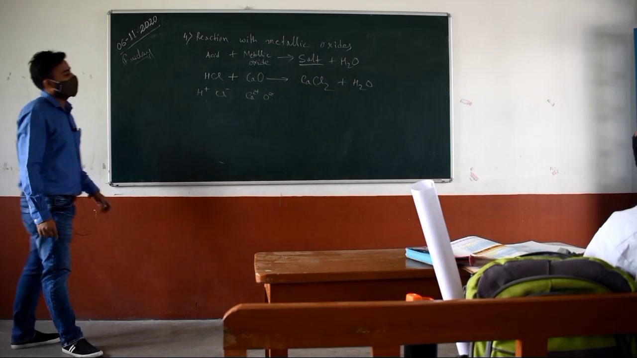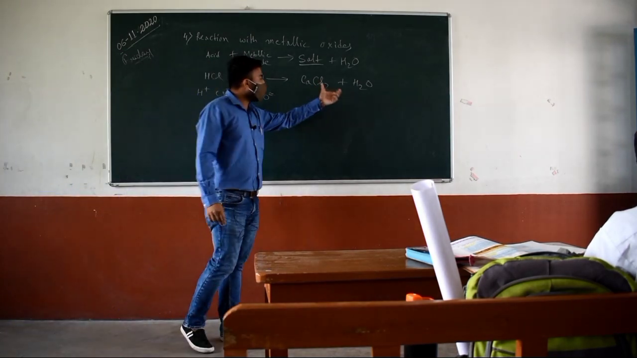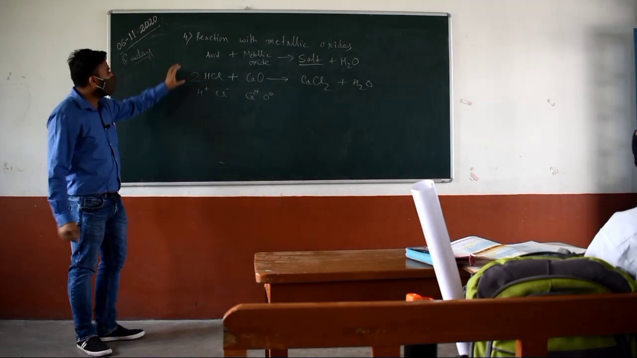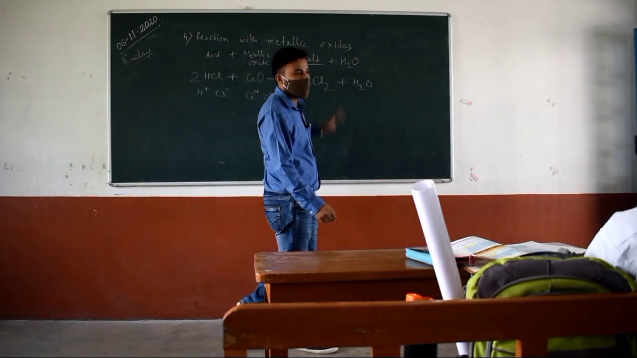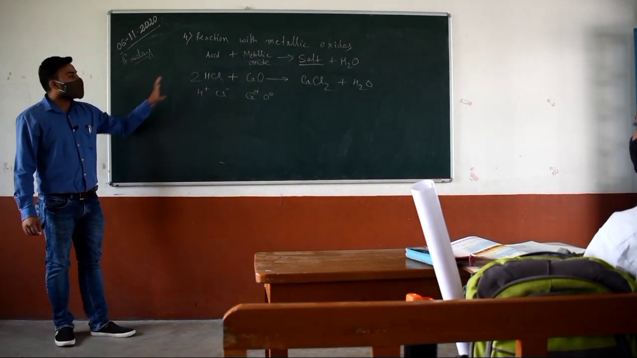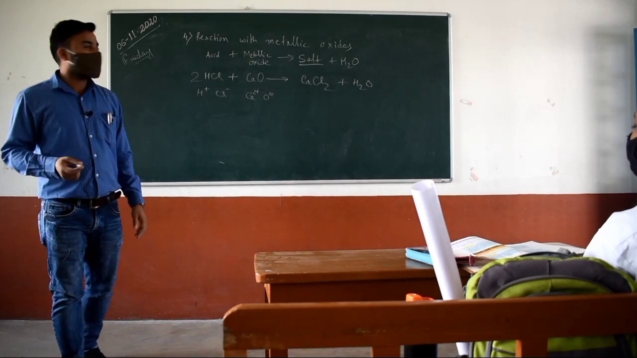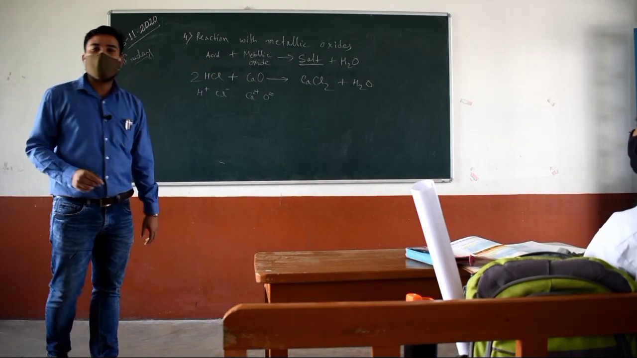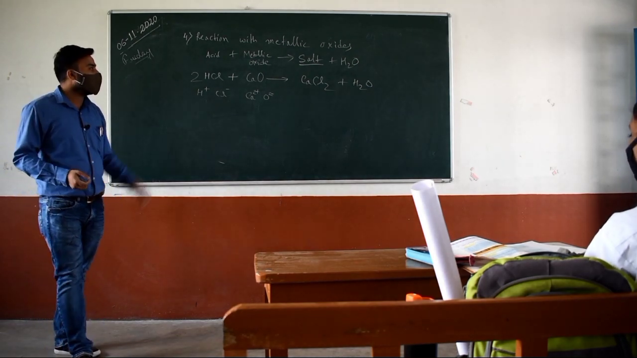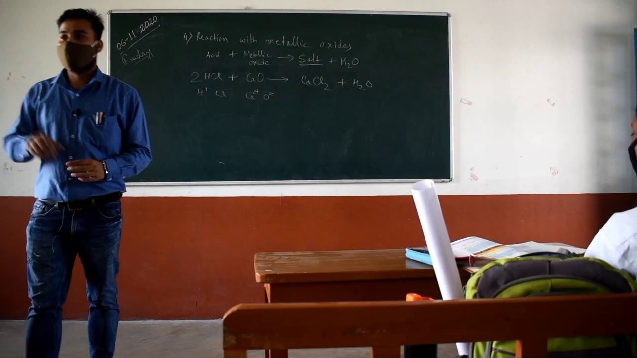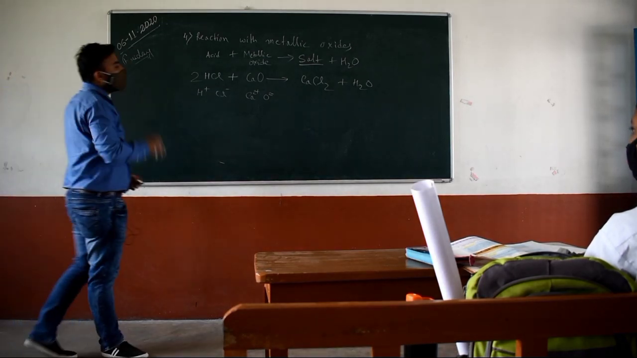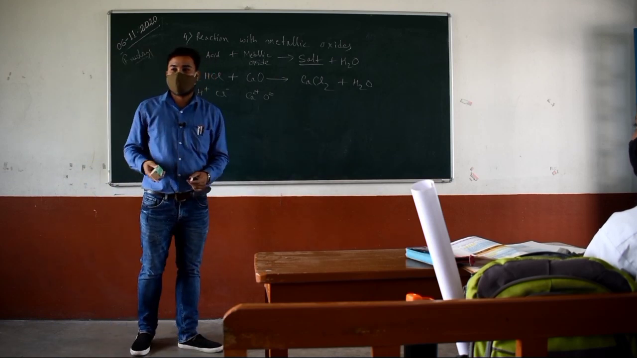So is it balanced? No. How will we balance? Chlorine is 2 in number, so here 2. Hydrogen is 2 in number. Yes, hydrogen is 2 in number. Now balanced. Clear all of you? So this is the reaction which takes place whenever a metallic oxide reacts with an acid. Clear all of you? So we are getting salt and water as products. Clear? Now up to here were the reactions for acids.